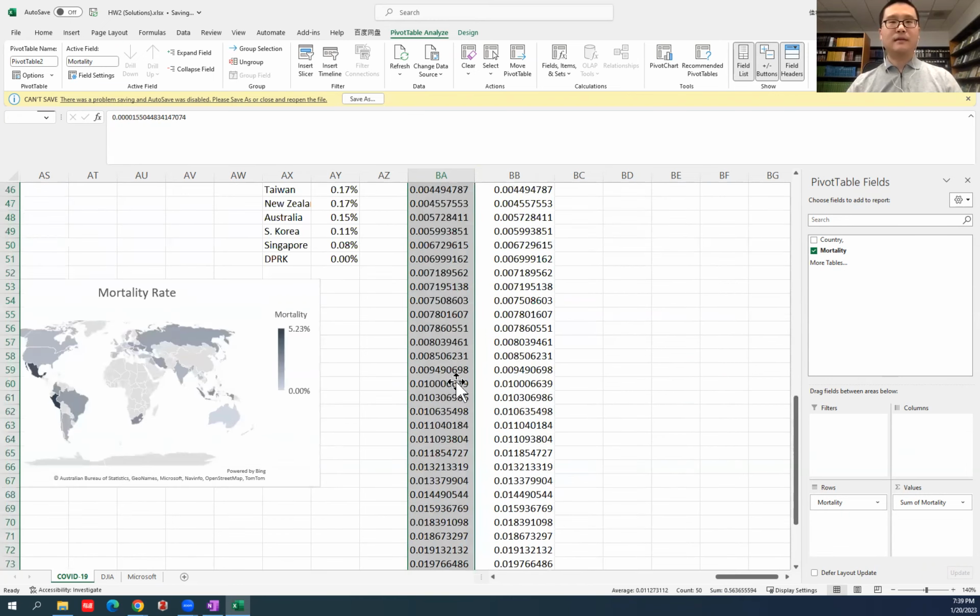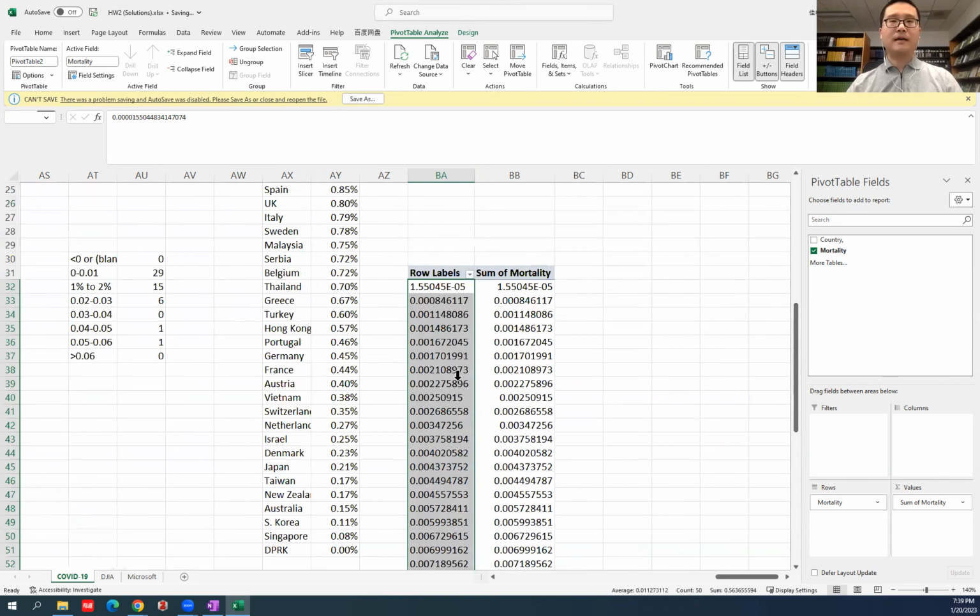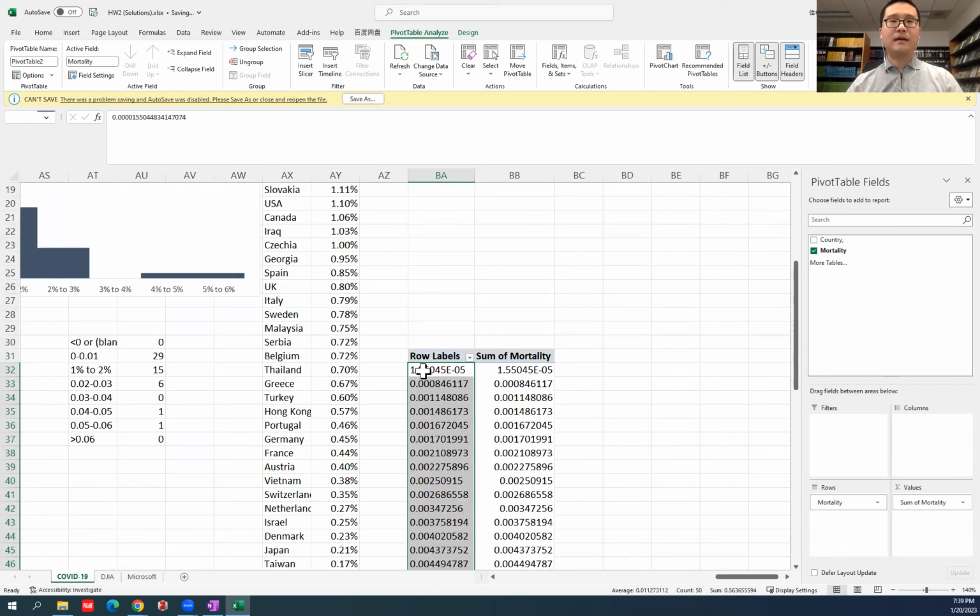the mortality rates. This can be done by going to row labels, right-clicking any of it, and there's a group option. This group option allows you to have a start. Let's put it 0. And in ending, let's put it 0.06, which is 6%, by 1% interval.